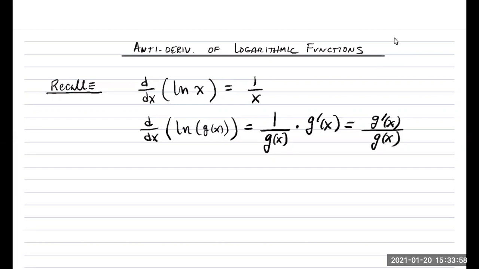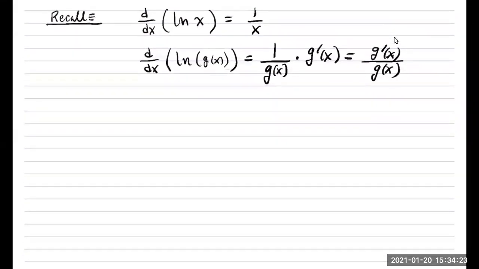Look at that last expression. Notice that in the denominator, you have the function g of x, and in the numerator, you have exactly its derivative. Anytime you see an expression where the numerator is the derivative of the denominator, you know that you're looking at the result of the derivative of a logarithm. So let's just jump right in.